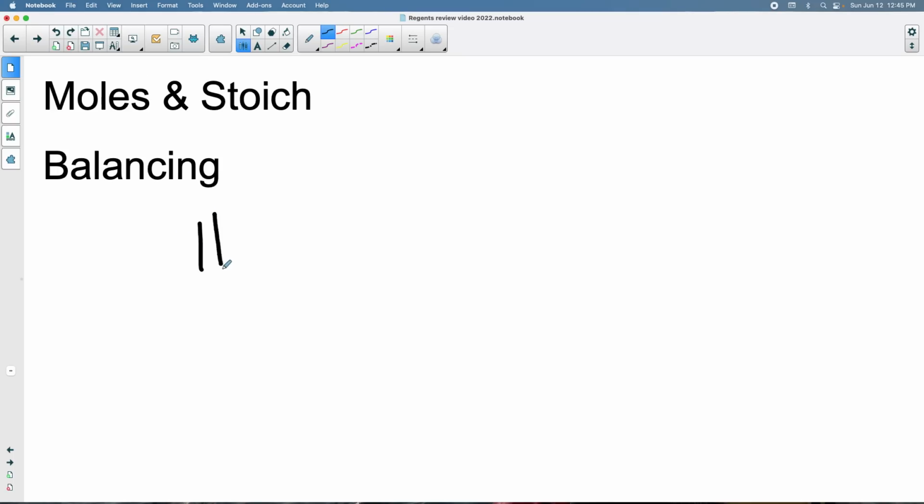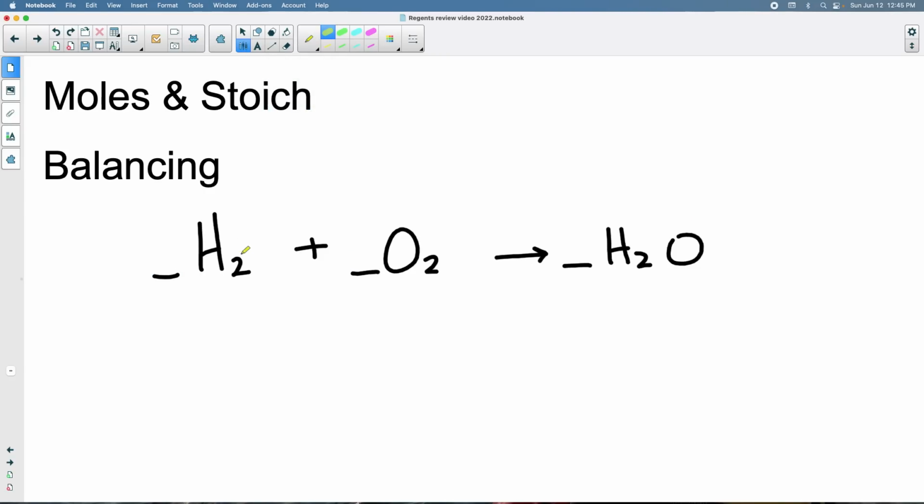Balancing equations, for example, if we want to do H2 plus O2 makes H2O, we are going to put coefficients in front. And we can see that there are 2 hydrogens on each side, but there's 2 oxygens here and only 1 oxygen here. So we are going to put a 2 here to make it 2 oxygens on each side. Now that gives us 4 hydrogens, which means we're going to put a 2 here to give us 4 hydrogens over there. And on any blank when you're balancing, you're going to put a 1.